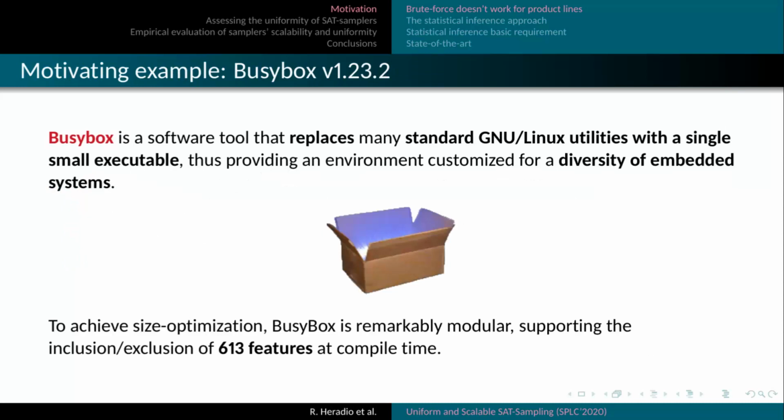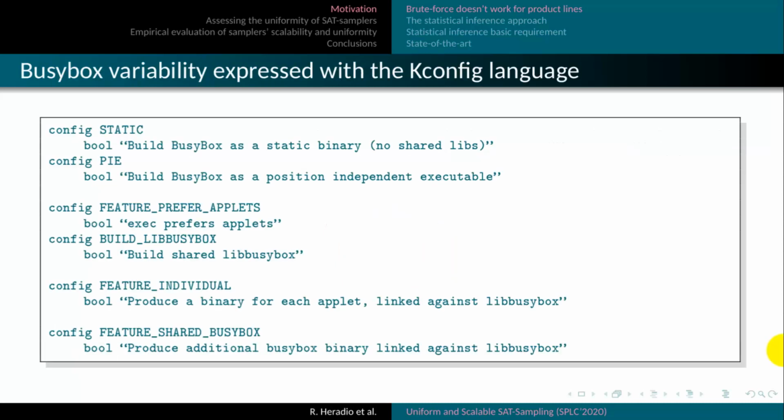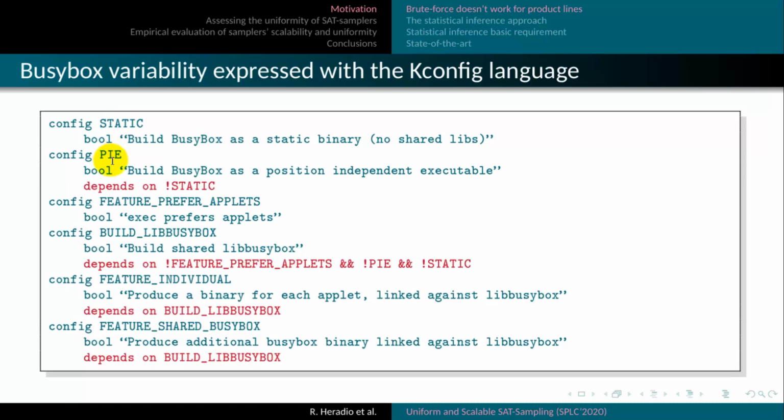There is a software tool called VisiBox that provides highly customized environments for embedded systems. To do so, it supports the inclusion and exclusion of optional features at compile time. Features are specified with the kconfig language. In particular, every feature is encoded as a config. For example, here we can see that there is a feature called static, another one called pi, and so on.